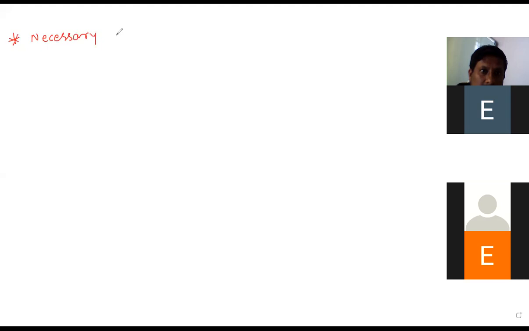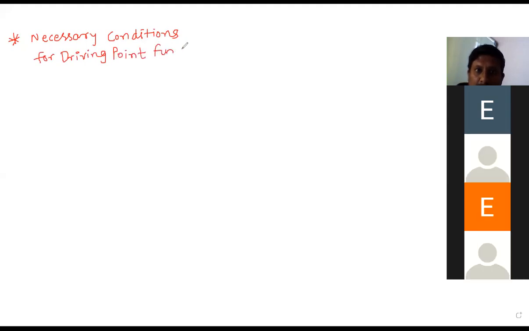So necessary conditions for driving point functions. आता आपण दोन पॉइंट करूया, एक ड्रायव्हिंग पॉइंट फंक्शन आणि दुसरा ट्रान्सफर फंक्शन. नेटवर्क फंक्शनचे दोन टाइप्स आहेत ना, ड्रायव्हिंग पॉइंट फंक्शन आणि ट्रान्सफर फंक्शन. त्यातलं ड्रायव्हिंग पॉइंट फंक्शनचे नेसेसरी कंडिशन्स काय असायला पाहिजे, so that we can discuss here. So all are theoretical. By reading only you can easily understand. So that's why I will take it fast.